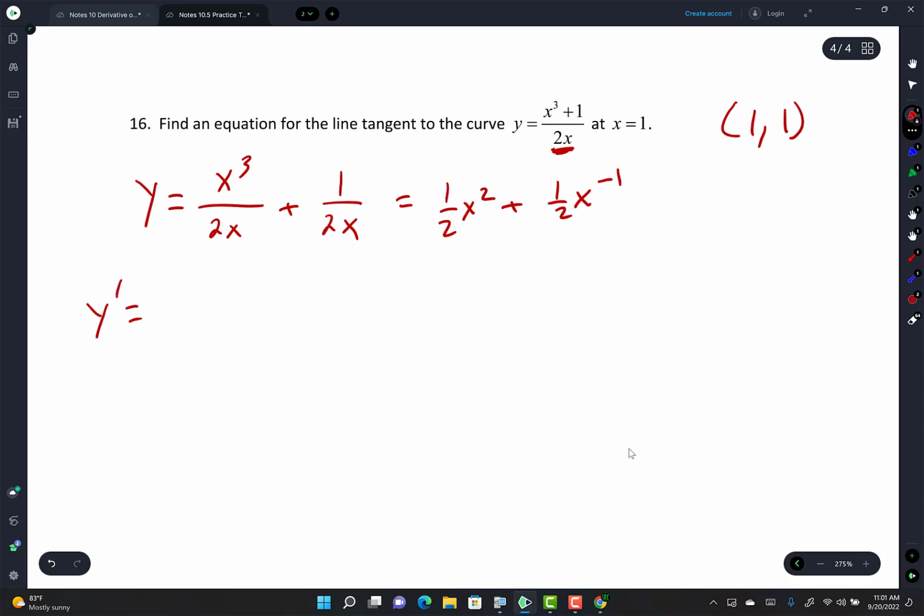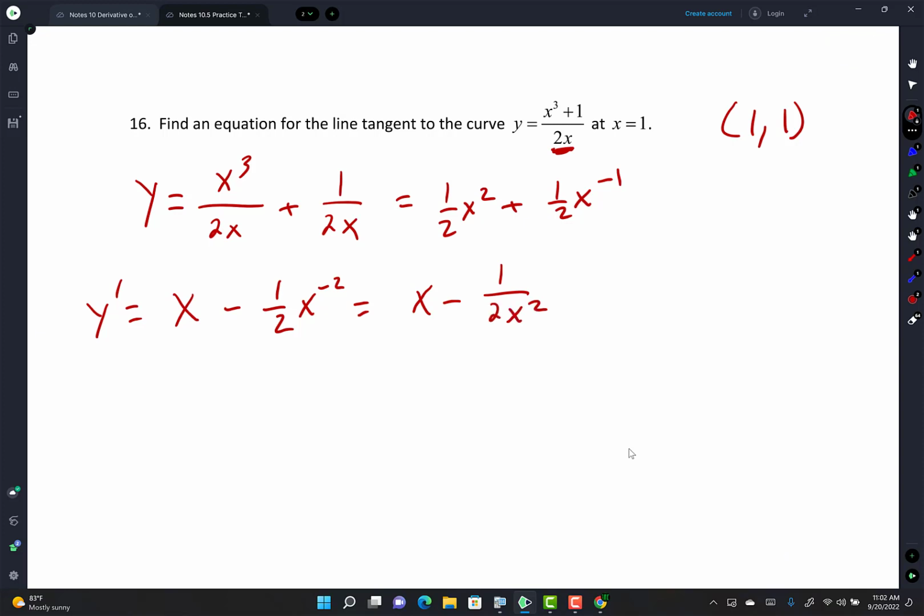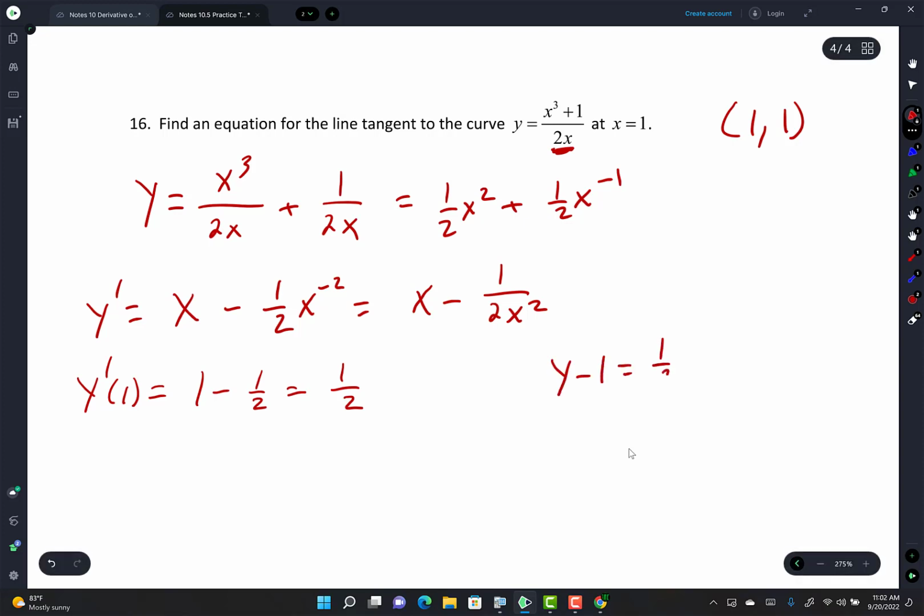I'm going to take my derivative, guys. 1/2 times 2 is 1. And I subtract 1 from that power. So just x minus 1/2 x to the negative 2. So that means x minus 1 over 2x squared. I'm going to plug in a 1. Y prime at 1 equals 1 minus 1/2. So 1/2. What is my tangent line? Y minus 1 equals 1/2 (x minus 1).